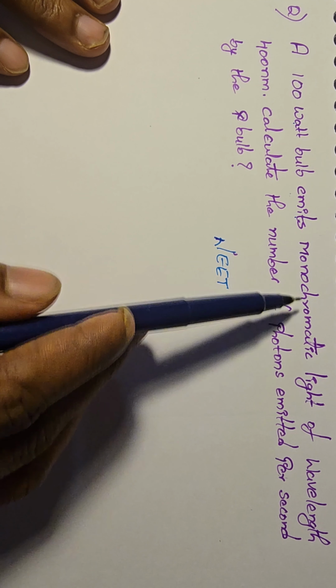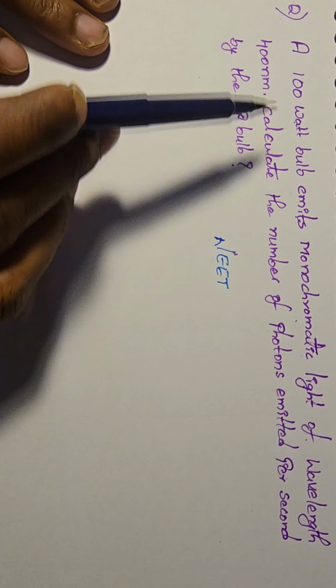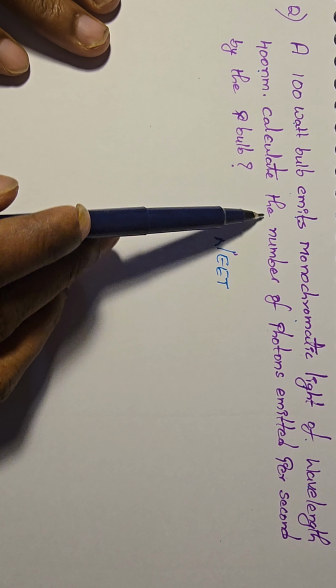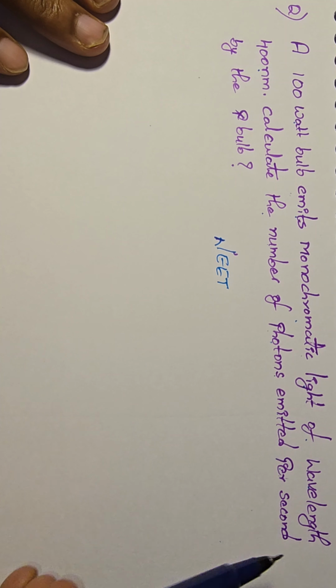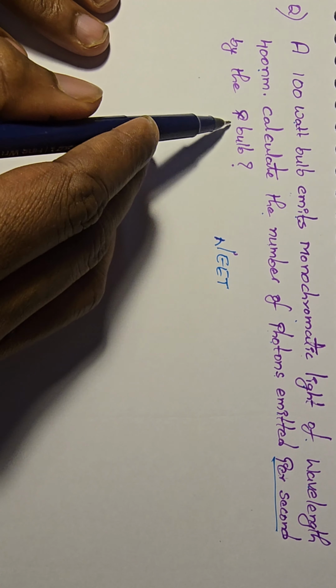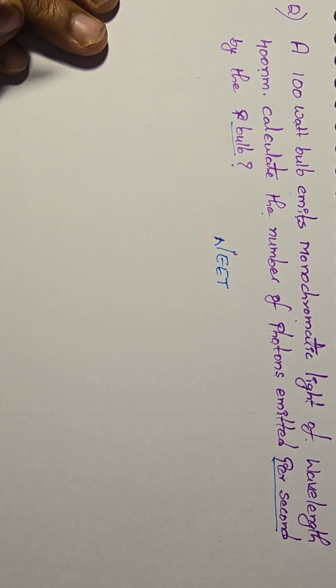A 100-watt bulb emits monochromatic light of wavelength 400 nanometers. Calculate the number of photons emitted per second by the bulb. That is the question.